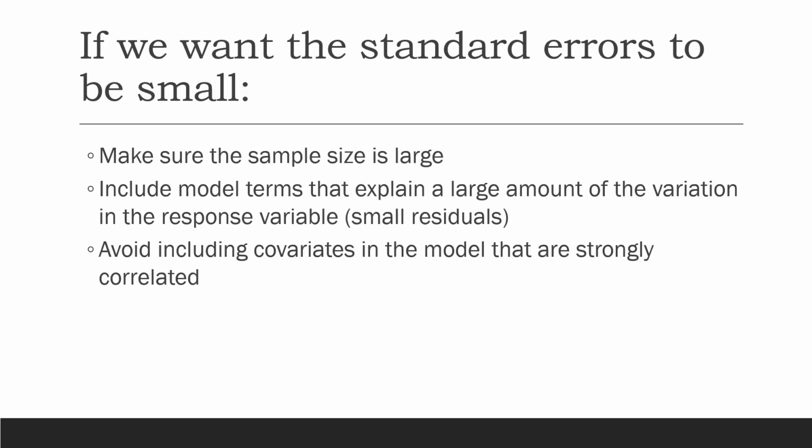So what this means is if we want to have small standard errors and precise estimates of these coefficients, then we need to do three things. We need to make sure the sample size is large. We need to try to include model terms that explain a large amount of variation in the response variable, because by doing so, we'll have small residuals. And we also need to avoid including covariates in the model that are strongly correlated with each other.